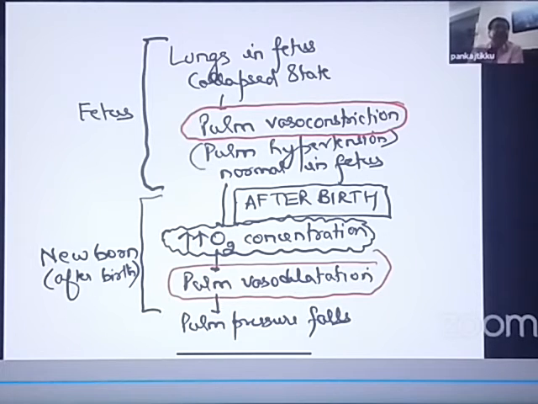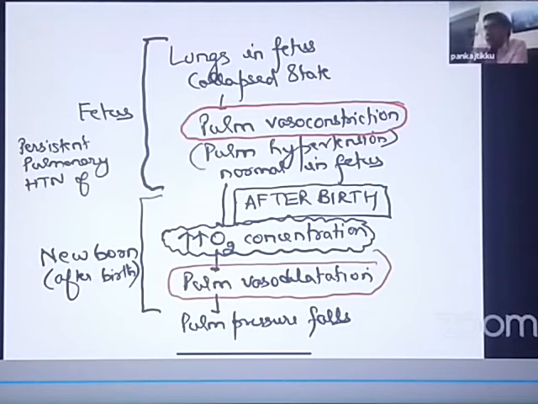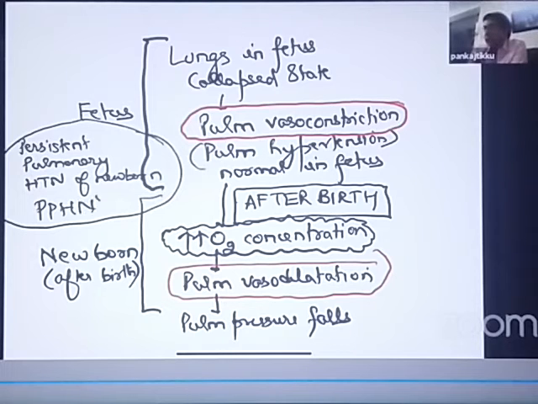This condition is sometimes also known as, what is the name of this condition? Persistence of pulmonary hypertension even after birth. What is this condition called? It is also known as persistent pulmonary hypertension of the newborn. It is known as persistent pulmonary hypertension in the newborn, also in short called PPHN. PPHN, persistent pulmonary hypertension of the newborn.